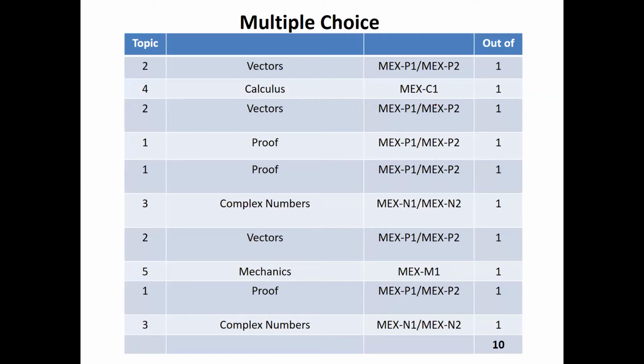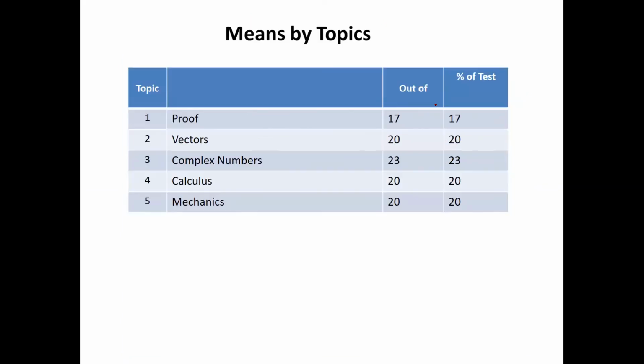Here's a breakdown of multiple choice: vectors, calculus, vectors, proof, complex numbers, vectors, mechanics, proof, and complex. In the whole paper, 17% is on proof, 20 on vectors, complex numbers 23, calculus 20, and mechanics 20. So it's a very well spread out paper.